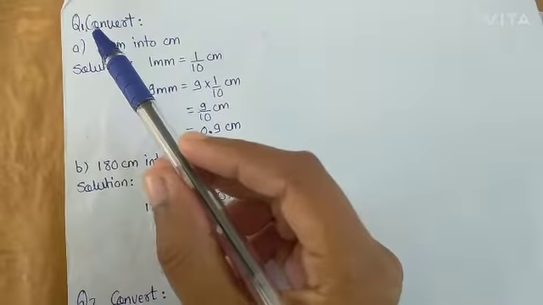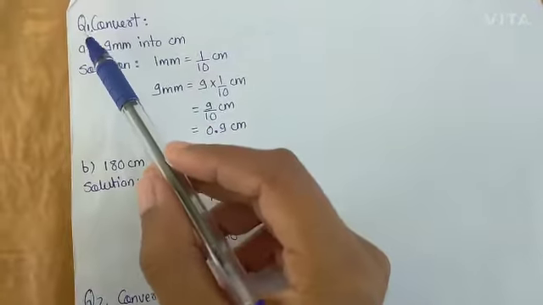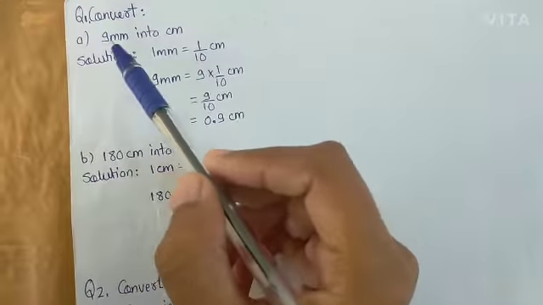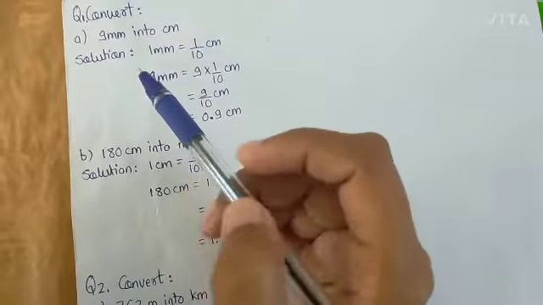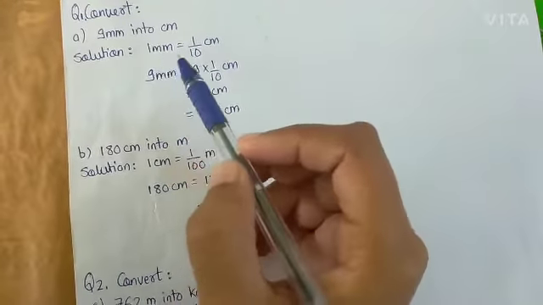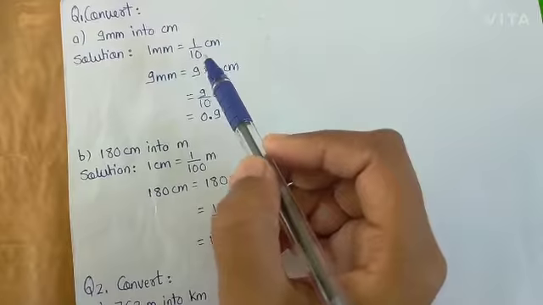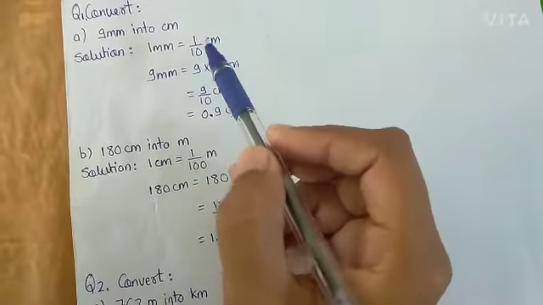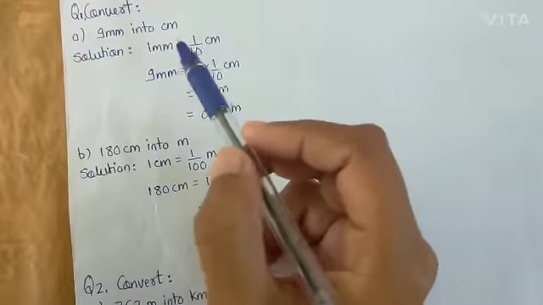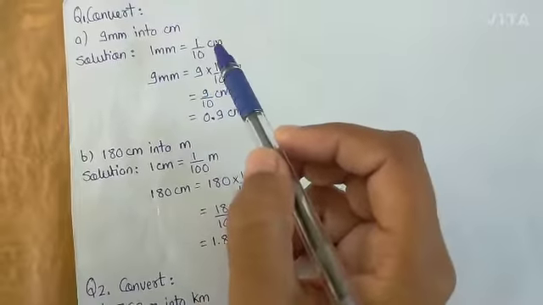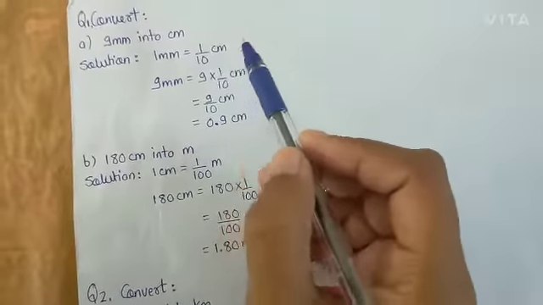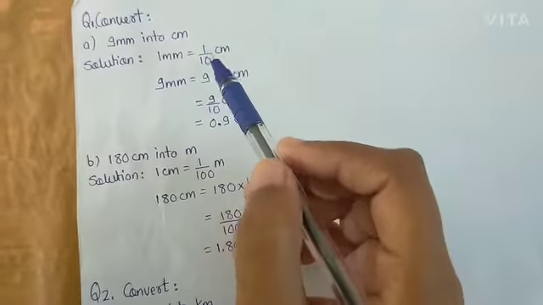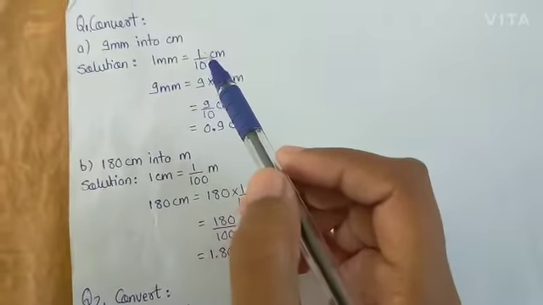Let us practice 1.1. Question number 1, convert (a) 9 millimeter into centimeter. Solution. We know that 1 millimeter is equal to 1 upon 10 centimeter. You have to learn all the relationships between millimeter, centimeter, meter and so on. You have to learn all of them to be able to solve these questions, so that you can learn from the table.